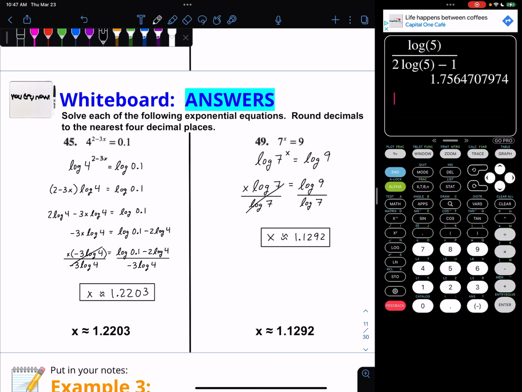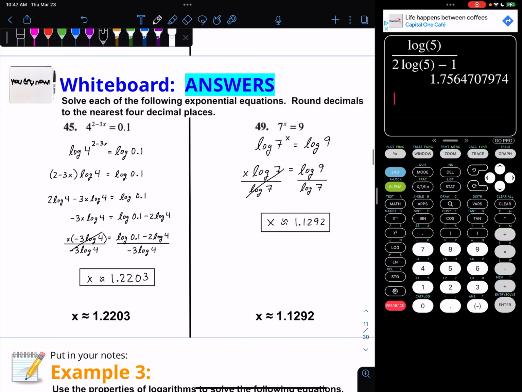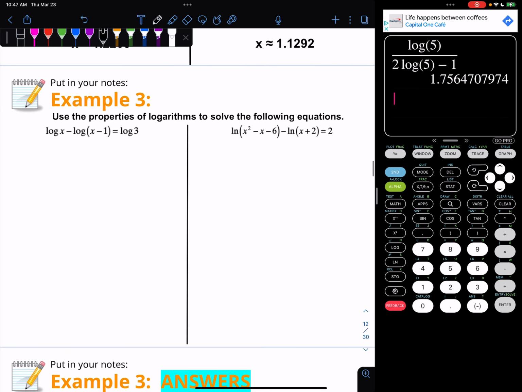So, solve equations, common bases, different bases. That's your choice. Either way, this one on the left got a little complicated if you did it the same way I did. If you did a different way, well, then it was okay. All right, example 3, moving on.